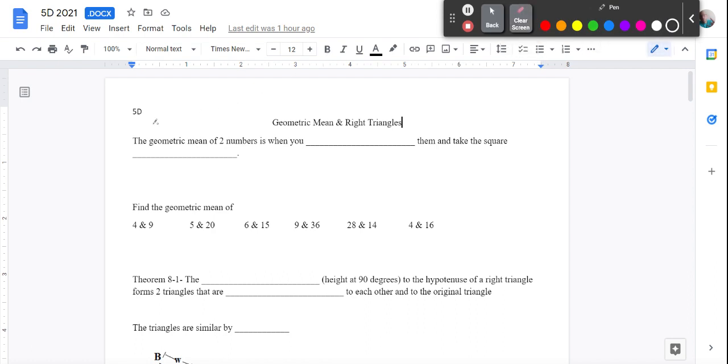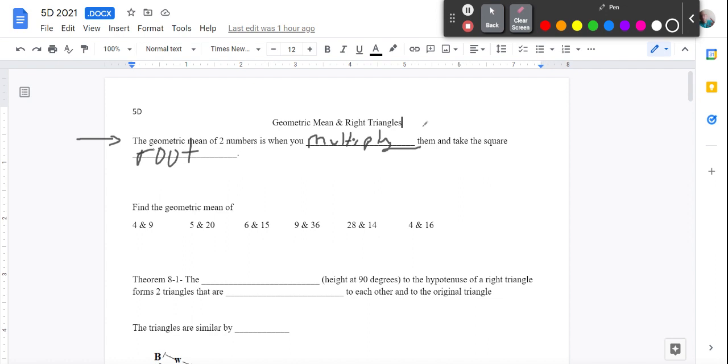Okay, first thing I want to talk about is the geometric mean. If we're trying to find the geometric mean between two numbers, all you're going to do is multiply them, and then you're going to take the square root. So whenever you're trying to find the geometric mean between two numbers, you multiply them and you take the square root.